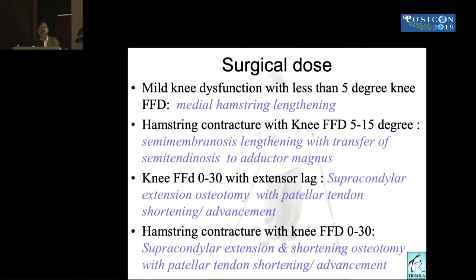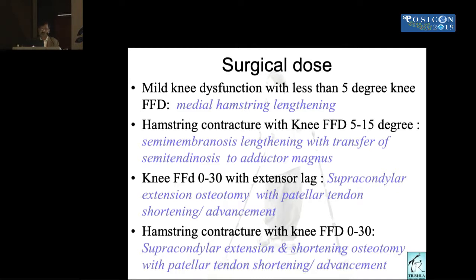Surgical dose is very, very important in the hamstring muscle. If there is mild knee dysfunction with less than 5 degree of knee flexion deformity, then we need only medial hamstring lengthening. But if there is flexion deformity of 5 to 15 degree along with hamstring contracture, we can tackle it with semitendinosus transfer to the adductor magnus along with semimembranosus lengthening. But if there is extensor lag with flexion deformity up to 30 degree, we can go for supracondylar osteotomy with patellar tendon shortening and advancement.